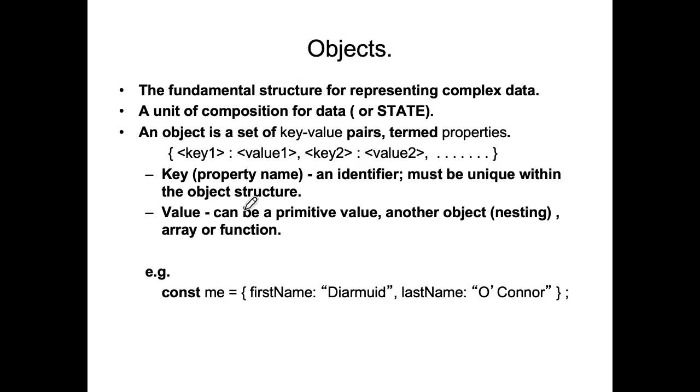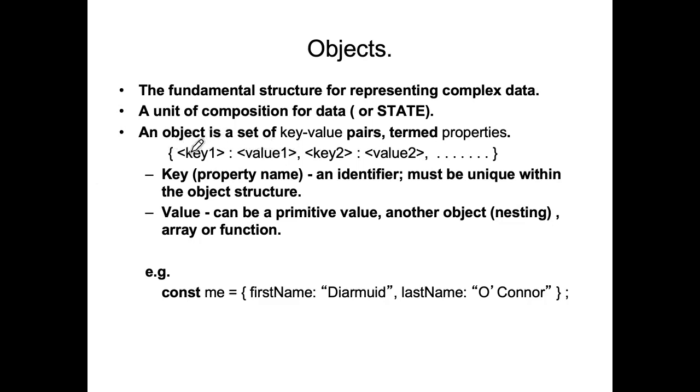It's a way of composing, its unit of composition of data or state. From a syntax point of view, it turns out we use the curly brace to declare an object structure, but the curly braces in this case are not linked to scoping in any way. So what is an object? An object, I'm saying, is a set of key value pairs, and this is the syntax that you use.